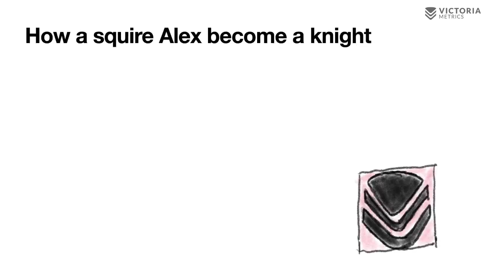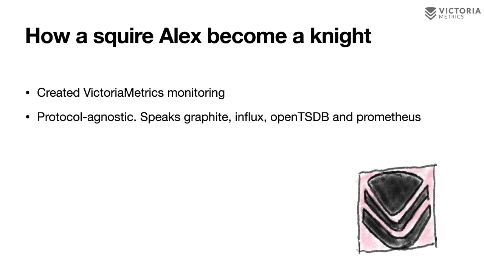Actually, there is another part of how Squire Alex became a knight. It was because he built the VictoriaMetrics monitoring solution. He built it protocol agnostic, and it speaks Graphite, Influx, OpenTSDB, and Prometheus protocols. He built it really efficient, like 100 times better than Graphite in usage of disk space.